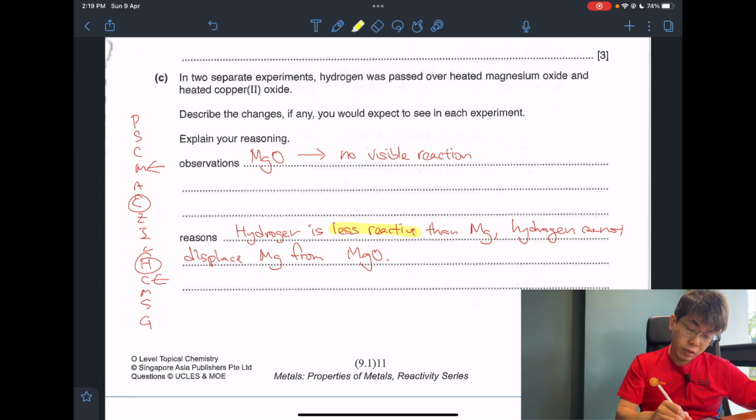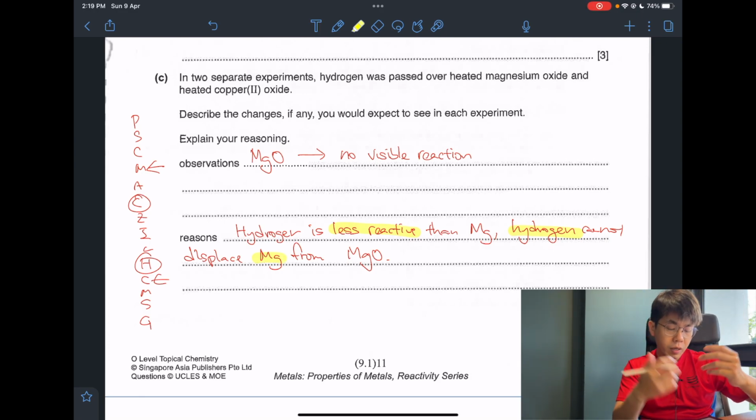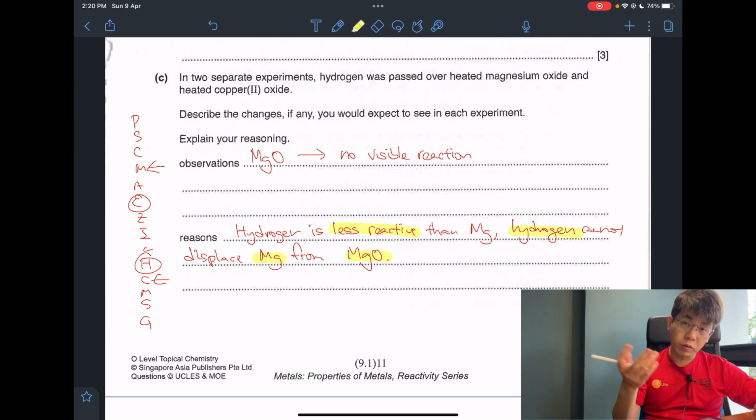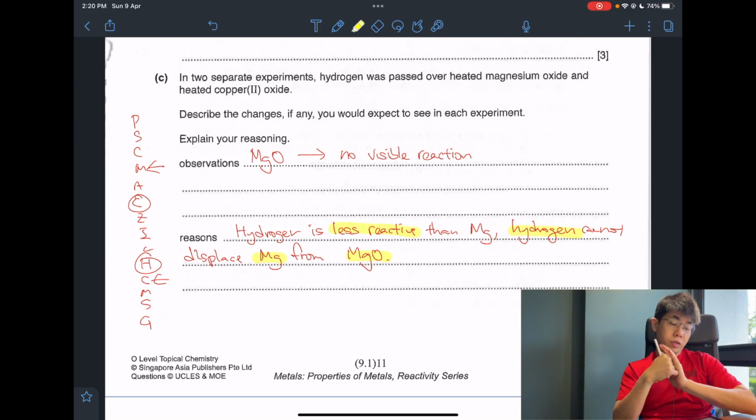And then we have to say the substance that's trying to do the reaction, and displace is the thing that's coming out. So displace magnesium from what? I repeat: less reactive. What is trying to do the reaction? What is supposed to come out, which is magnesium, and from what? So that's the first one. Magnesium oxide, no visible reaction.